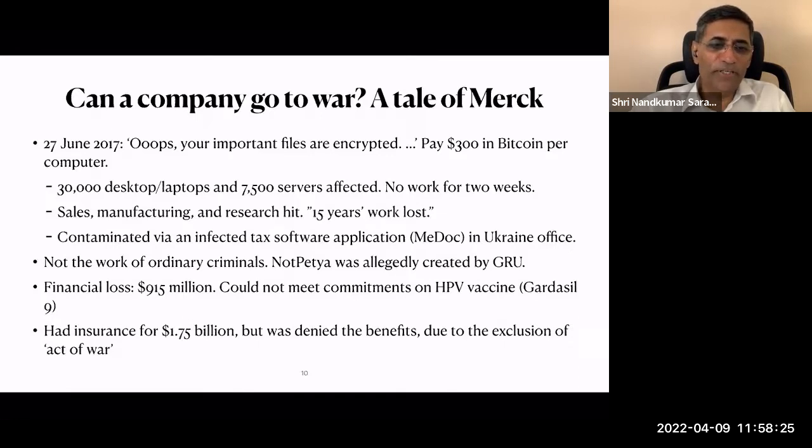All verticals of the company were hit. Somebody saying that 15 years of my work is lost. And this is what we see repeatedly happening. The damage sometimes is much more than what is intended by the attacker. And interestingly, in this case, the infection was traced to the Ukraine office.